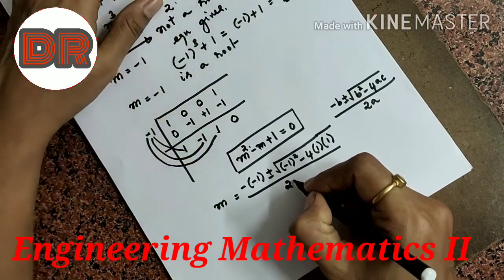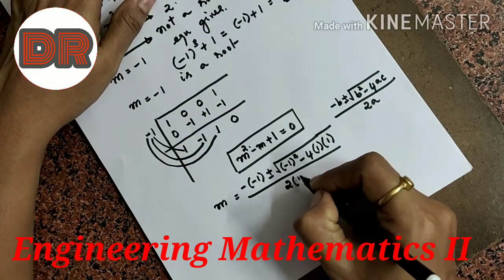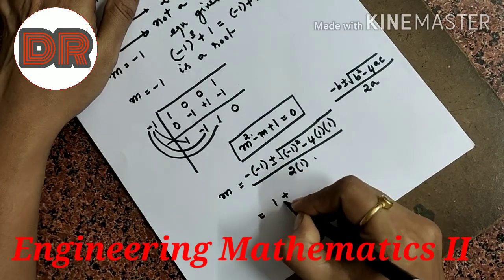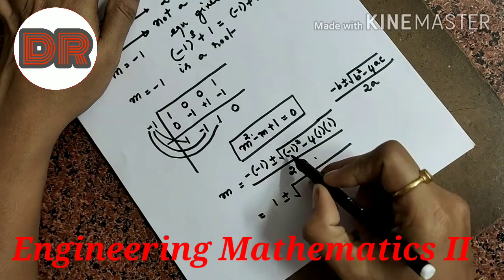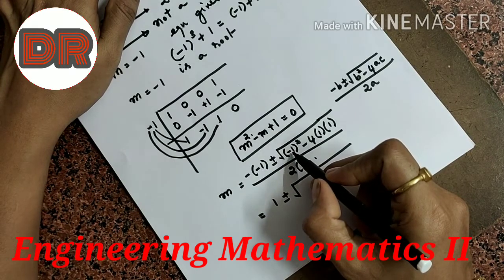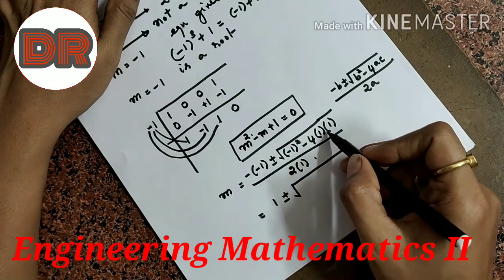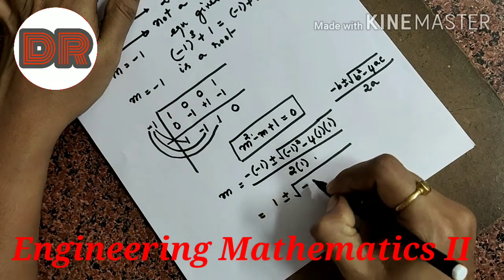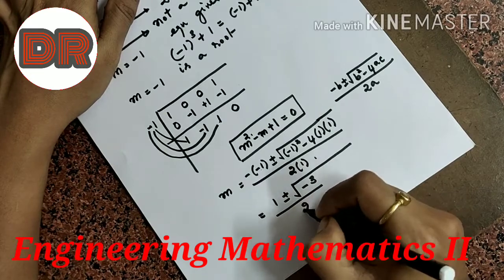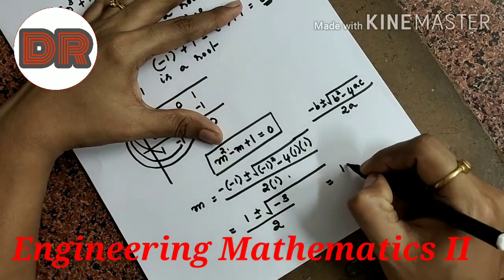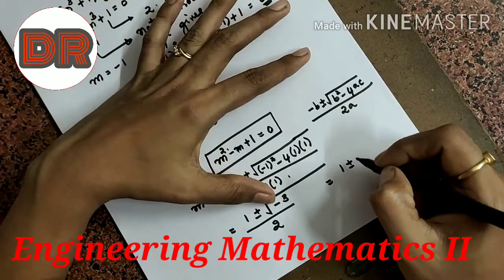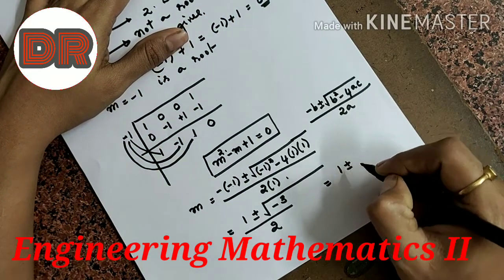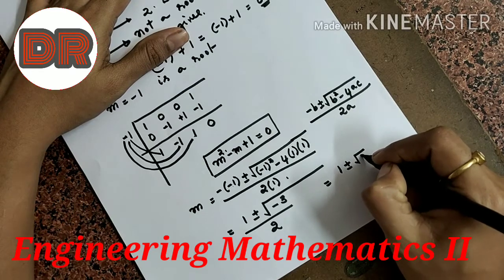A is the coefficient of m square, so it is 1. So we have here 1 plus or minus square root of 1 square is 1 and this is minus 4. So 1 minus 4 is minus 3. So it is minus 3 by 2. Or I can write this as 1 plus or minus square root of minus 3.